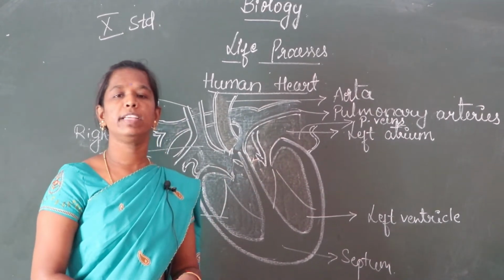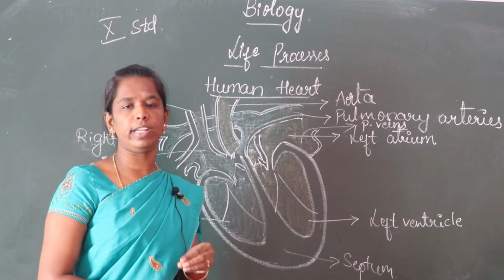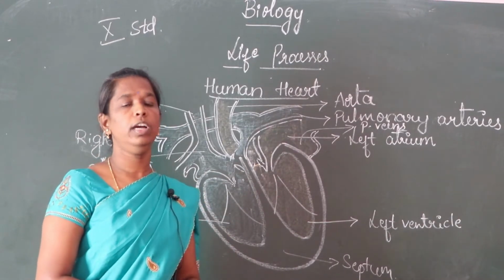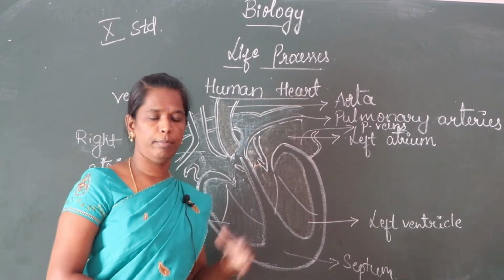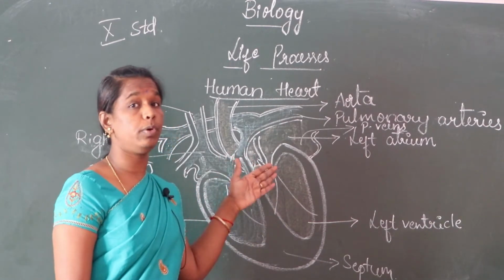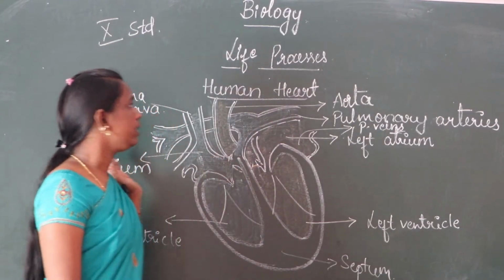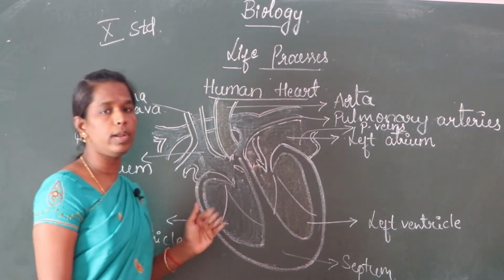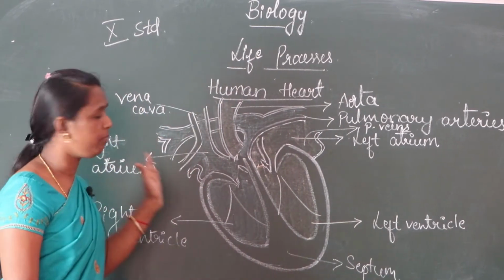Children, in the previous class we discussed how blood transports nutrients from food to all parts of the body. Is it right? The blood transports the nutrients to all parts of the body. So here is the human heart, and that is the circulation of blood. Today's class is circulation of blood.